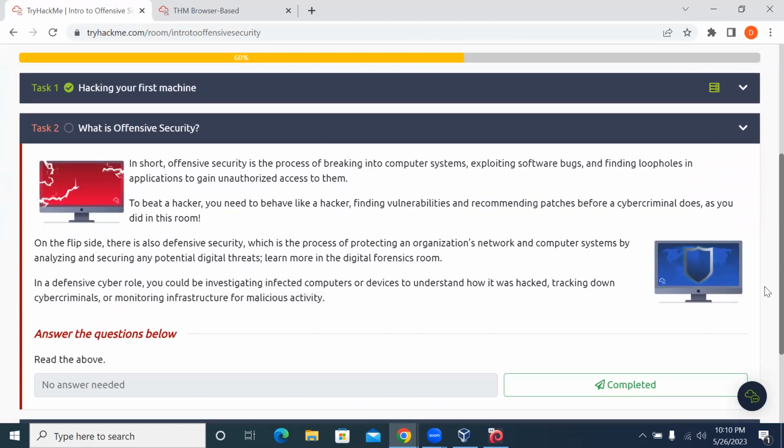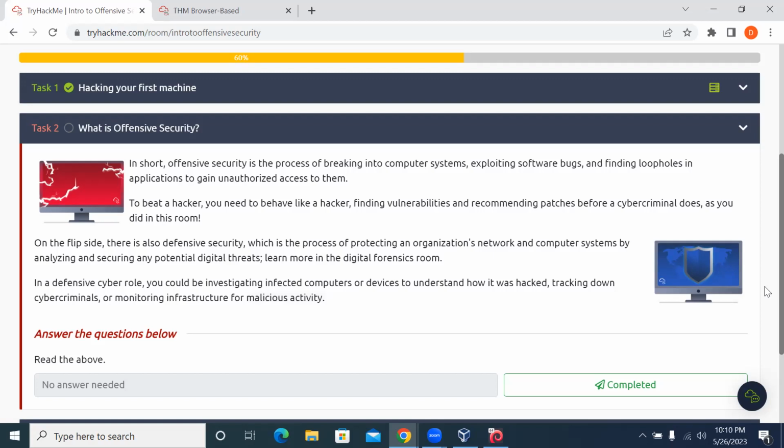So it's a process of breaking into computers, exploiting software bugs, finding loopholes in applications to gain unauthorized access. So this is offensive, right? This is what offensive security actually is. And this is where most hackers find themselves, right? So to beat a hacker, you need to behave like a hacker, right?